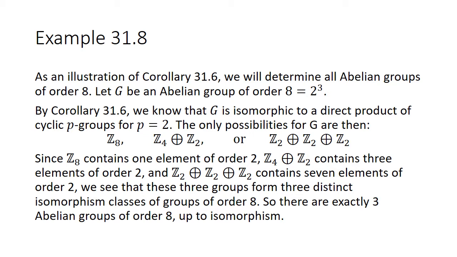Anyway, since Z8 contains one element of order 2, the external direct product of Z4 and Z2 contains 3 elements of order 2, and the external direct product of Z2, Z2, and Z2 contains 7 elements of order 2, that means these 3 groups are not isomorphic to each other, because remember, the number of elements of each order is one of those invariants that you can use to show that groups are not isomorphic. Okay, so none of those 3 will be isomorphic to each other. That means there are exactly 3 abelian groups of order 8 up to isomorphism.